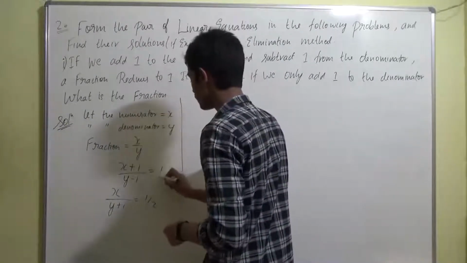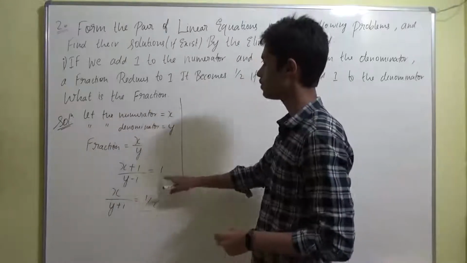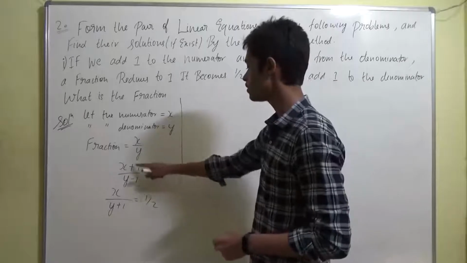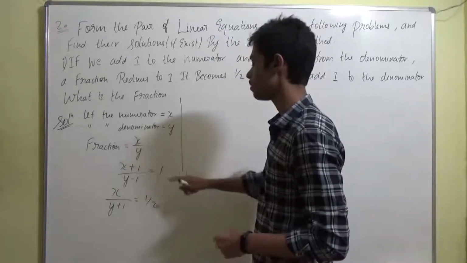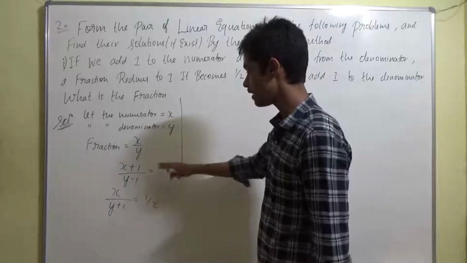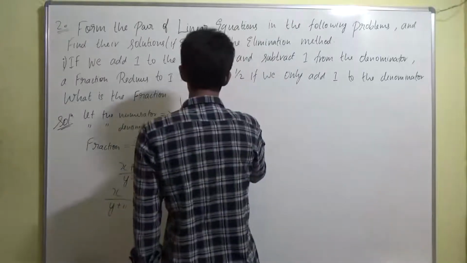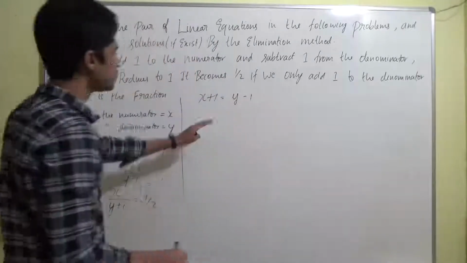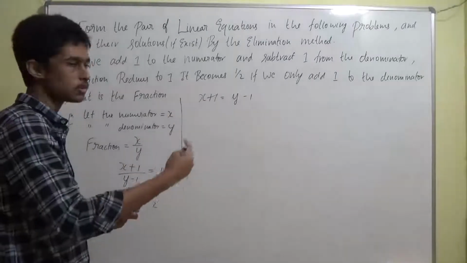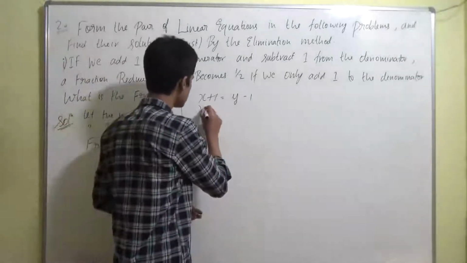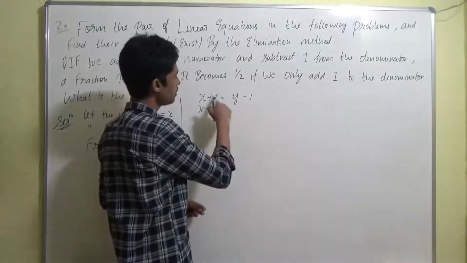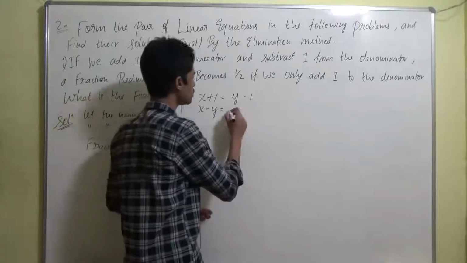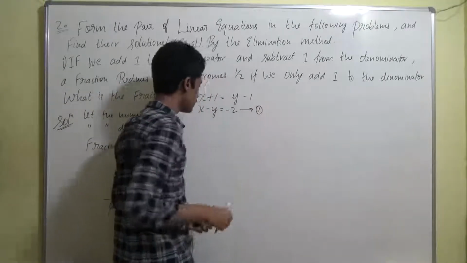If nothing is below, if nothing is down, you have to consider it as 1. So cross multiply 1 into 1, and you can directly cross multiply it. It will become x plus 1 equal to y minus 1. Now let's bring all the variable terms to one side and all the constant or numerical terms to the other side. So it becomes x minus y equal to minus 1, and when plus 1 goes to the other side, it becomes minus 1. Minus 1 minus 1 becomes equal to minus 2. This is equation 1, right?